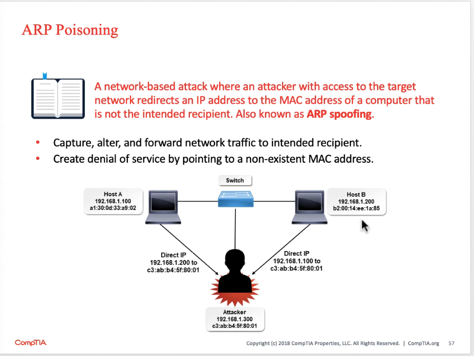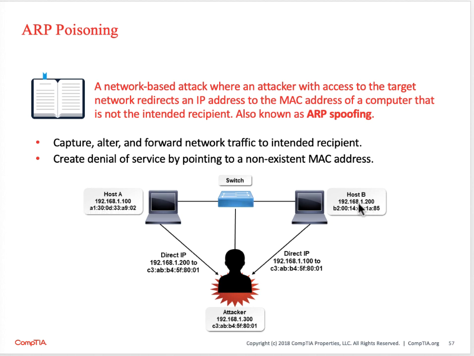192.168.100 is trying to send a message to 192.168.200, as we can see right here, right? And then host B is trying to send a message to host A, as we can see through this IP here. However, as you can see, the MAC addresses associated with these, right?